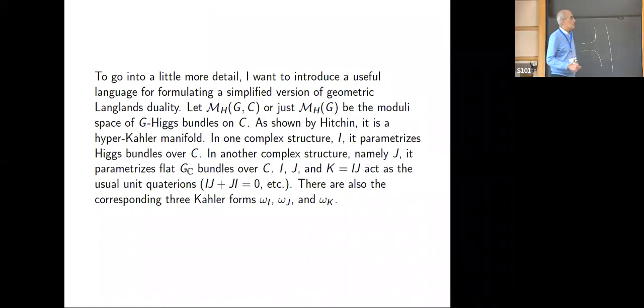To go into a little more detail, I want to introduce a useful language for a slightly simplified version of geometric Langlands duality. So let M sub H of G and C be the moduli space of Higgs bundles of G on the Riemann surface C. Hitchin showed it's a hyperkähler manifold. In one complex structure, it parameterizes Higgs bundles. In another complex structure, it parameterizes flat bundles with the structure group G sub C, the complexification of the compact gauge group G. And then these two complex structures are actually part of a hyperkähler structure, and there also are the corresponding hyperkähler forms.